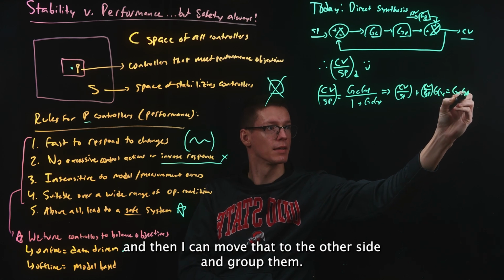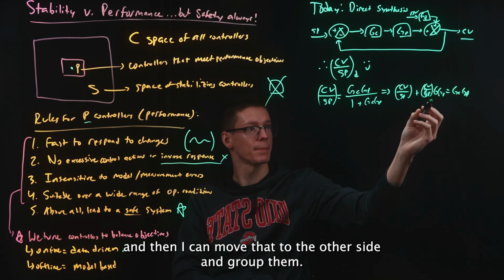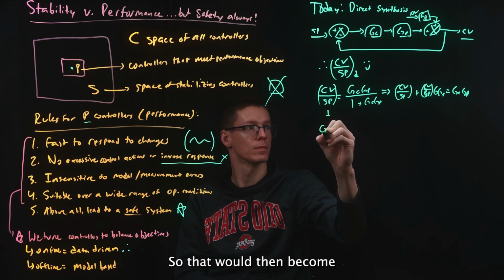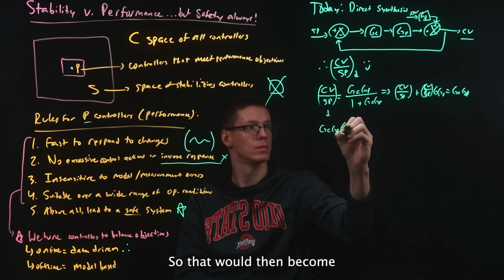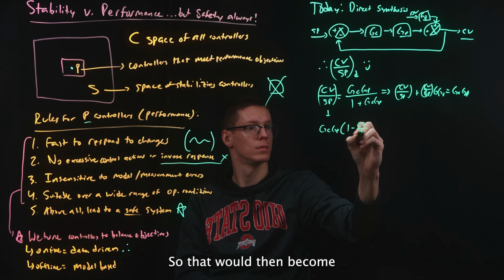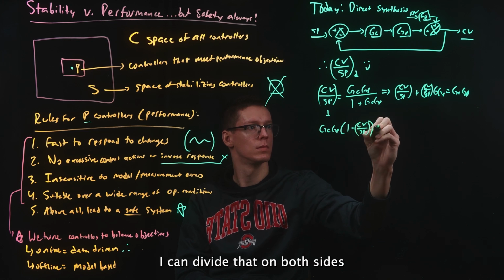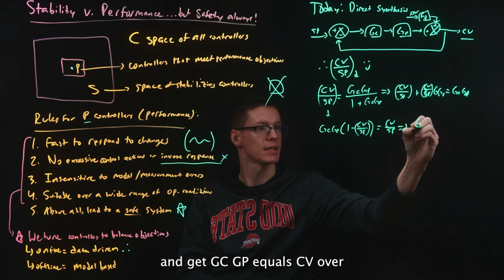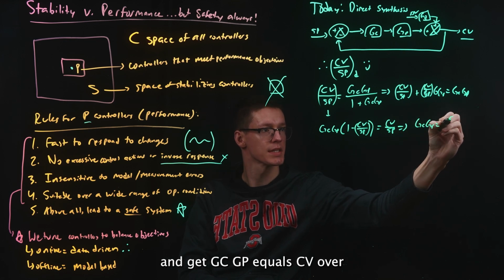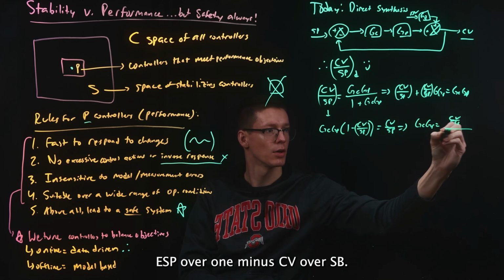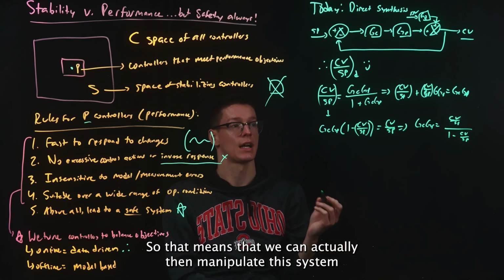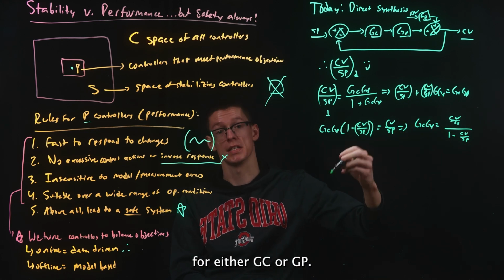and then I can move that to the other side and group them. So that would then become, could divide that on both sides and get GCGP equals CV over SP over 1 minus CV over SP. So that means that we can actually then manipulate this to solve for either GC or GP.